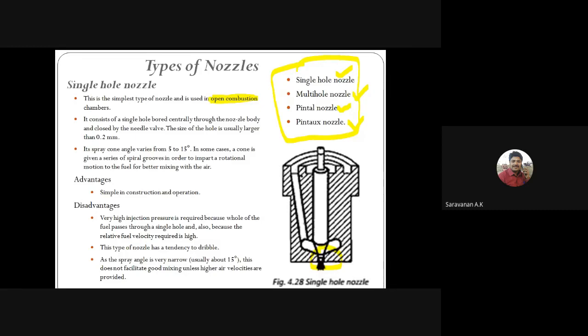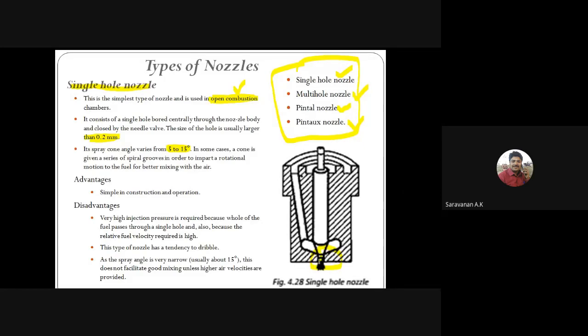So in the open combustion chamber type, we are using the single hole nozzle, right? Here the diameter of the hole will be larger than 0.2 mm. At the same time, the spray cone angle ranges from 5 to 15 degrees. So the center hole will be considered here.